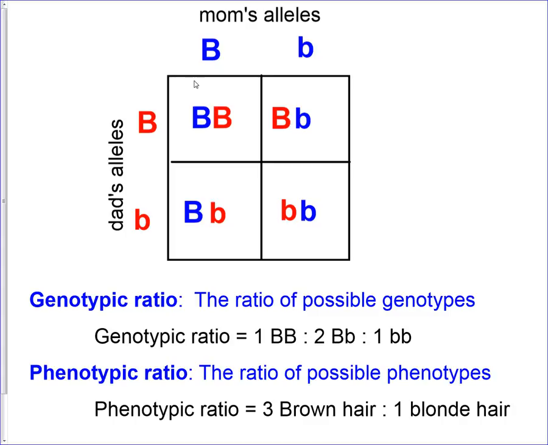When summarizing the results of a Punnett Square, you look at something called the genotypic and phenotypic ratio. In the last case, we have 1 homozygous dominant to 2 heterozygous to 1 homozygous recessive, and that's summarized right here: 1 big B big B to 2 big B little b to 1 little b little b. The phenotypic ratio is the ratio of the possible phenotypes. Because 3 of these will code for brown hair and 1 will code for blonde hair, your ratio is 3 to 1.